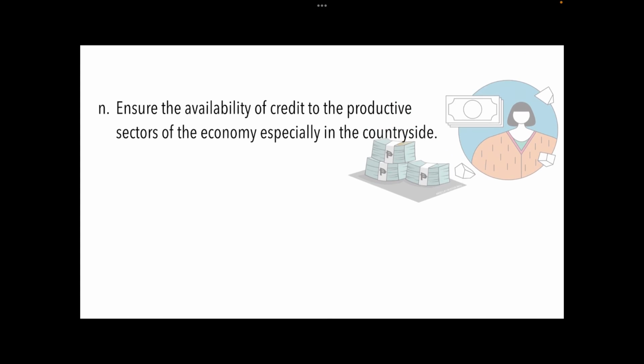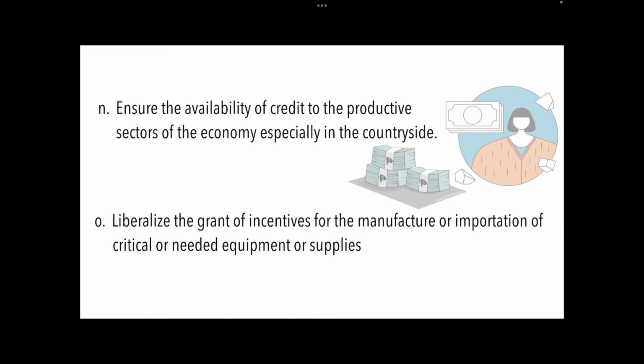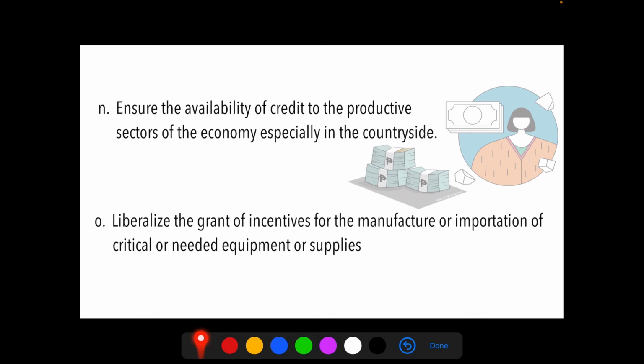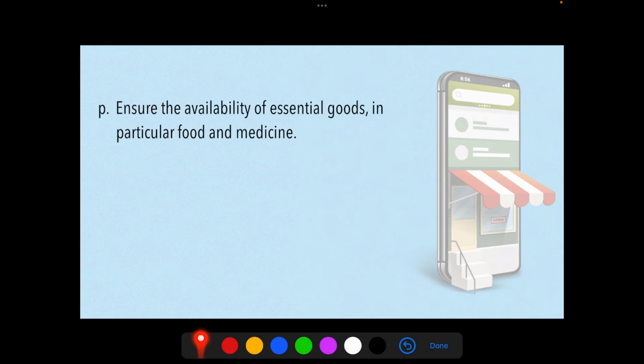Next one, ensure the availability of credit to the productive sectors of the economy, especially in the countryside. Also, liberalize the grant of incentives for the manufacture or importation of critical or needed equipment or supplies. Next, ensure the availability of essential goods. So we have food and medicine in particular. So this means that there should be no reason to disrupt the supply chains, especially in basic commodities and the services offered to the public.